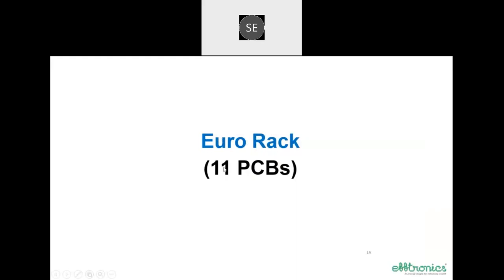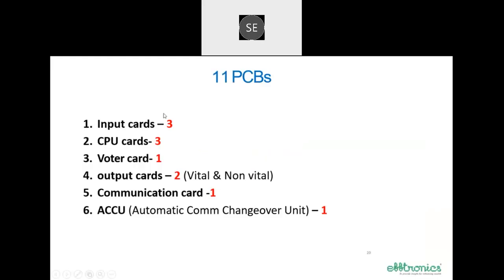The first part is the equipment rack, that is the Euro rack. In the Euro rack, there are 11 PCBs. Of those 11 PCBs, 3 are input cards, 3 are CPU cards, 1 is a voter card, and there are 2 output cards: one is the vital module and the second is the non-vital module. And there is one communication card, and of course the automatic communication changeover unit. It can also be called the media changeover unit. These are the 11 PCBs provided in the equipment Euro rack.